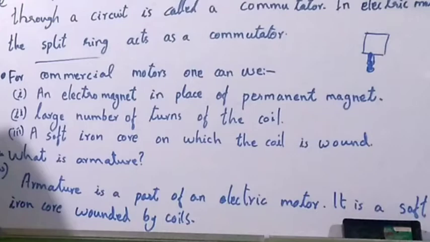Then what is an armature? Armature is a part of an electric motor. It is a soft iron core wound by coils.